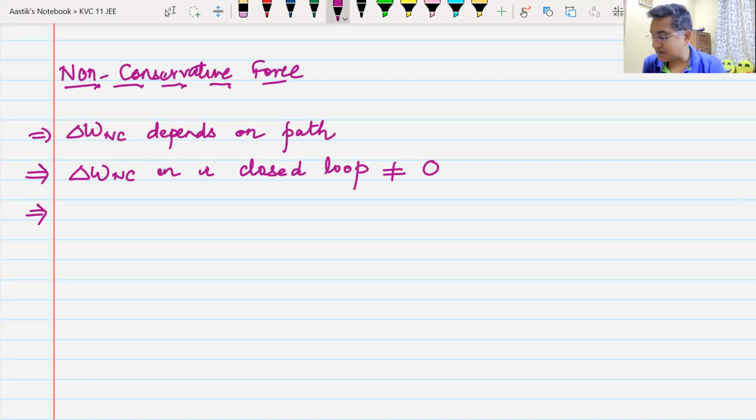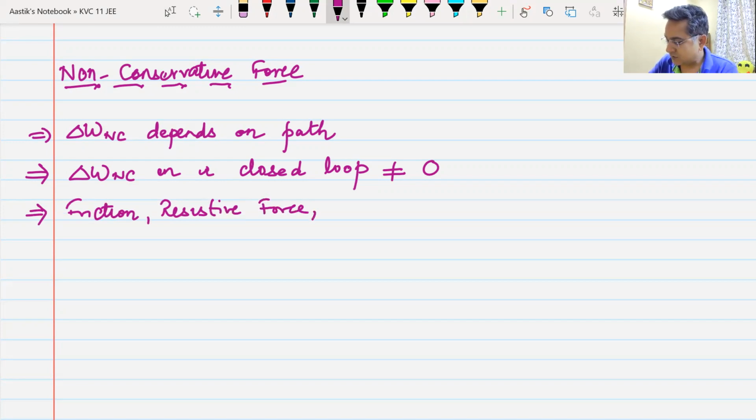Examples of non-conservative forces. Frictional force. I just gave you an example. Friction force A to B, B to A, it is not 0. Friction, all resistive forces, viscosity, air resistance. All these are non-conservative forces. Do we understand this?